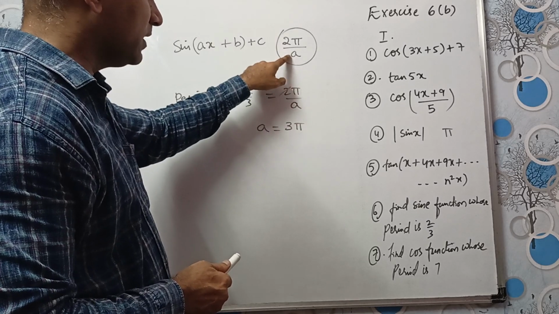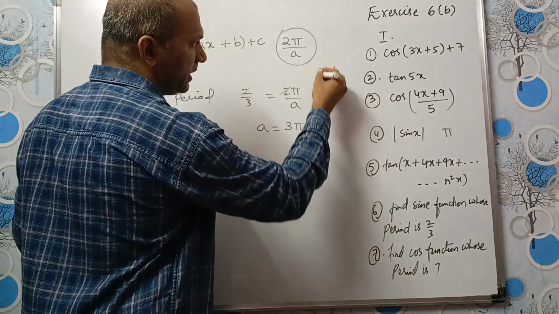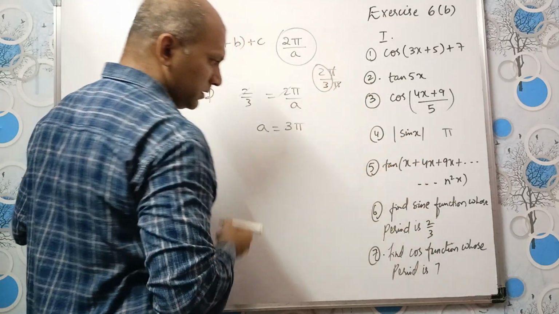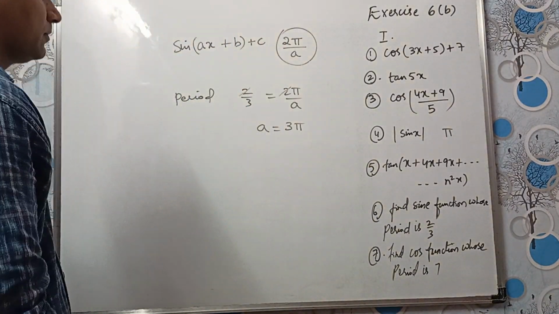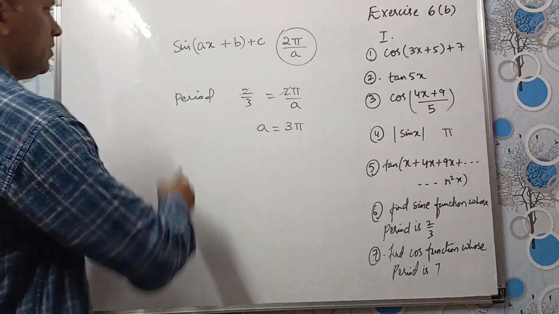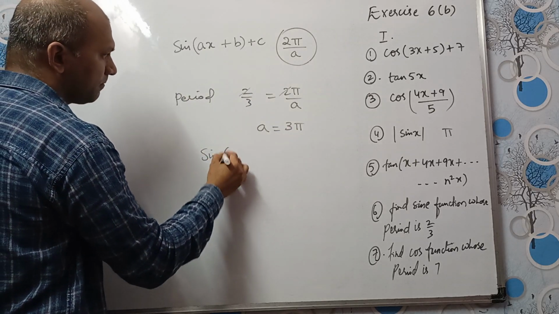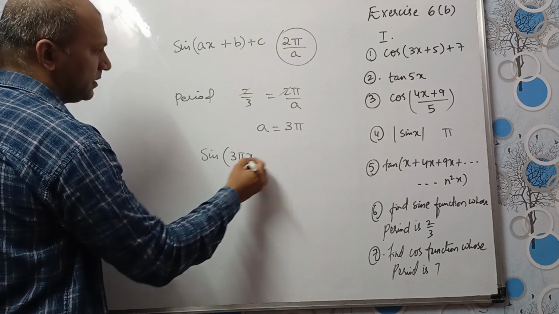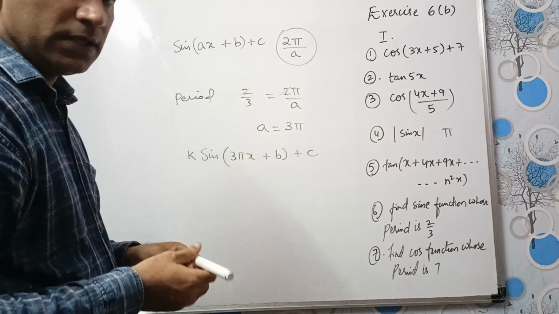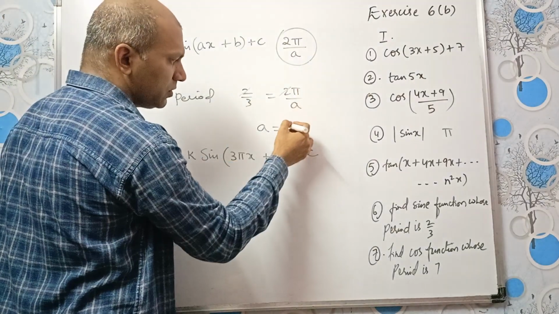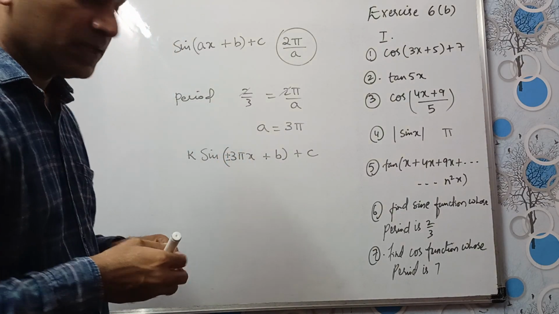If you substitute 3 pi here, 2 pi divided by 3 pi, pi will get cancelled. What is the period? 2 by 3, right? What is the value of a now? It is 3 pi. So what should we do now? In place of this a, we should write 3 pi. So this is sine of 3 pi x plus b plus c. You can write some constant here. See, this is actually modulus, so we can take plus minus. You can write plus minus also here. It will make no difference.